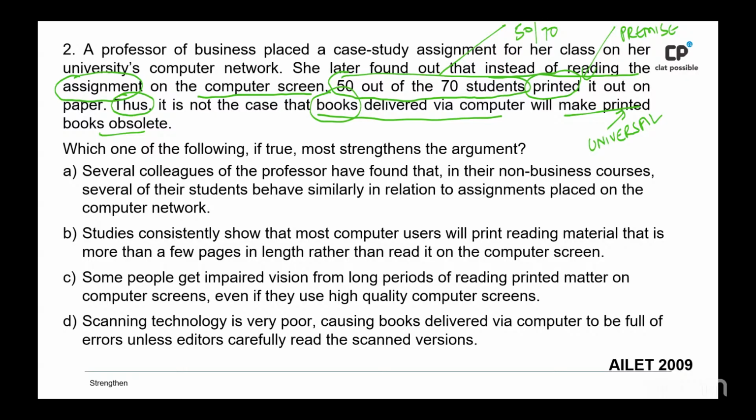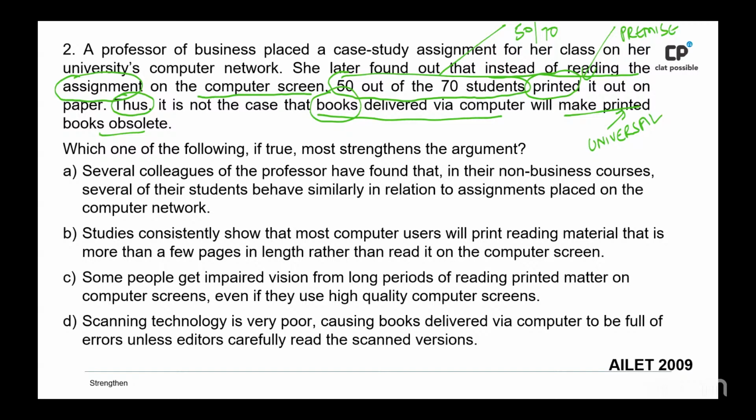So, as I said, there are two problems with this argument. Number one, the data used to support the conclusion is not so big. Number two, there is a jump from assignments to the books. We would need an option to address either one of those issues or both of them. Let's go into the options.